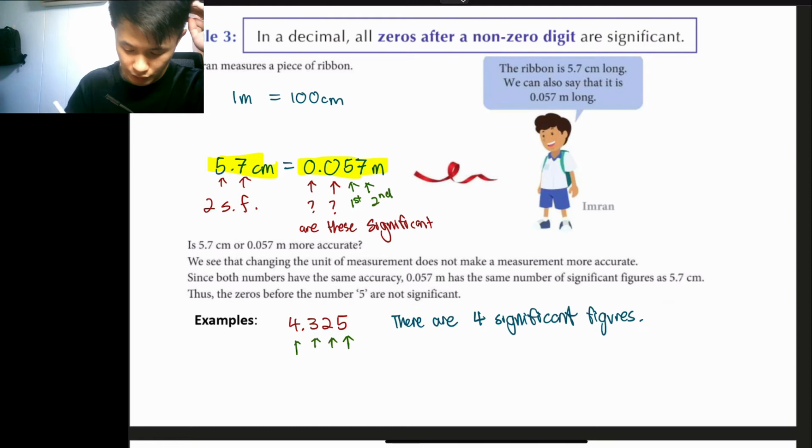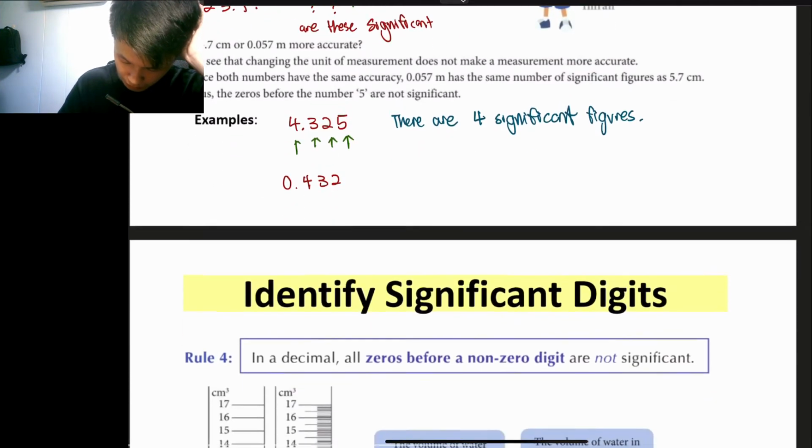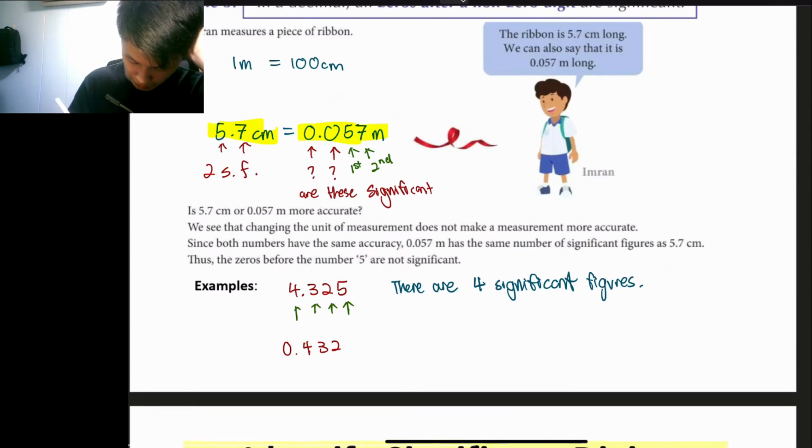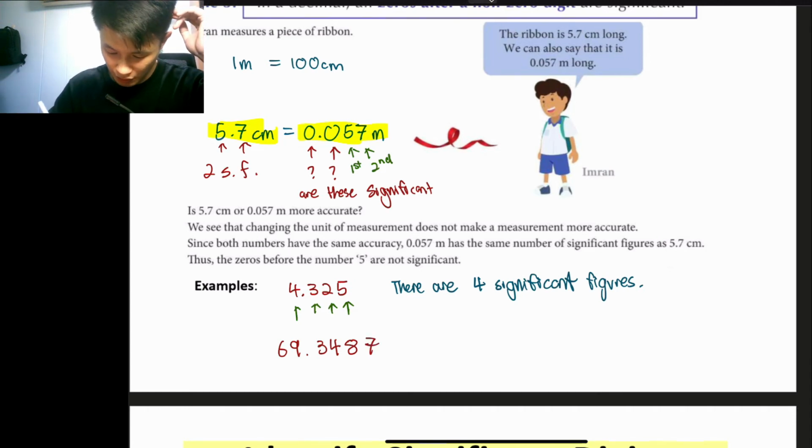We can also have 0.432. Let me look at it, okay, maybe I should not put that. Let's not do this example. So let's say I have 69.34 and 348687. In this case there are 6 significant figures.